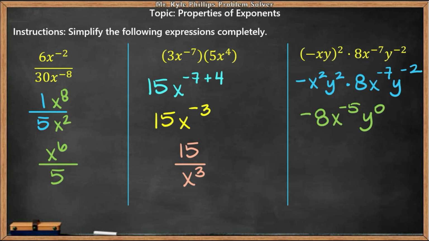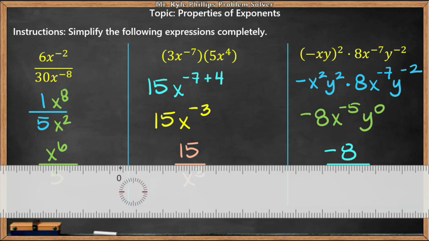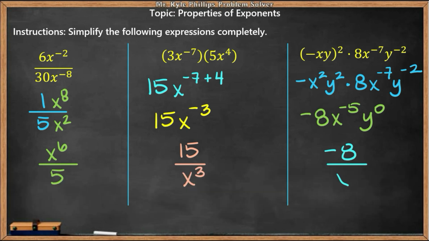So we have a couple of properties here. We have a negative exponent, so we have to take care of that, and we have a 0 power. Remember, anytime you have a power of 0, this simplifies to 1. So this y to the 0 is going to turn to 1. So now we have negative 8. X to the negative 5th is going to need to come down so that that becomes a positive exponent, and our y simplified to 1.